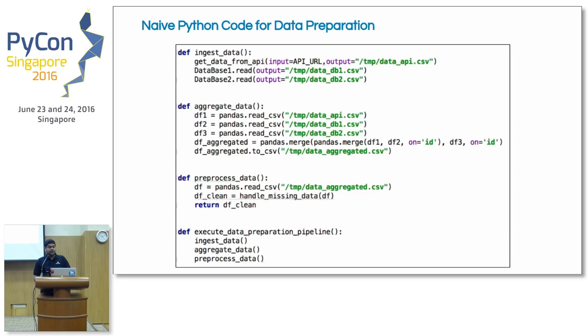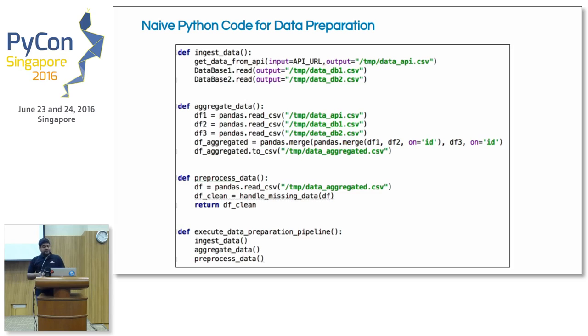For aggregating the data, we read back all three CSVs that we have got, and use pandas.merge on a field called ID, and we have the aggregated data. Again we store this state of the data as data_aggregated.csv. The next step is the pre-process. For example, you have a function where you handle only the missing data. You read back the aggregated data, take this data frame, handle missing data, which accepts a pandas data frame and gives you back a clean data frame. Now, all three can be imagined as tasks.